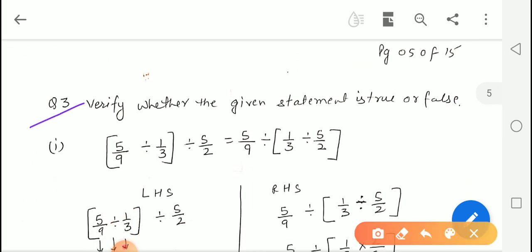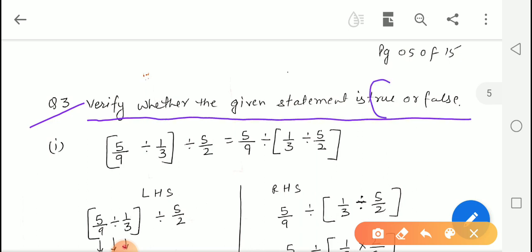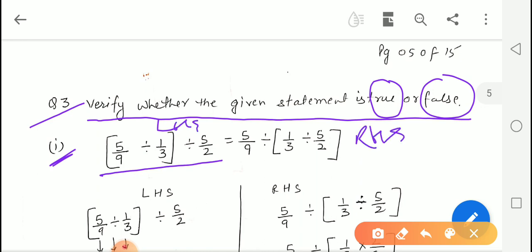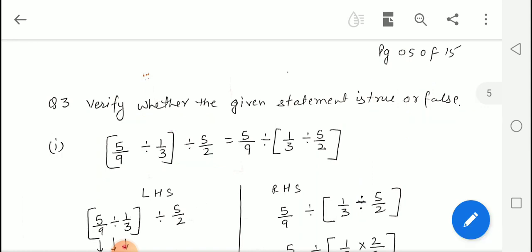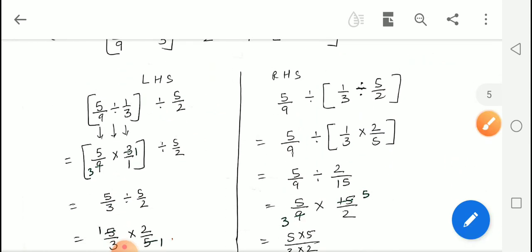Here question number 3. Here again verify whether the given statement is true or false. Again on left hand side and right hand side some questions are given. We have to check whether they are equal or not. So let us start with the question. Here first part, on left hand side this statement is given, and on right hand side this statement is given. So we will solve both left hand side and right hand side separately.